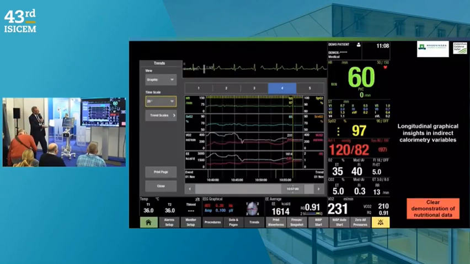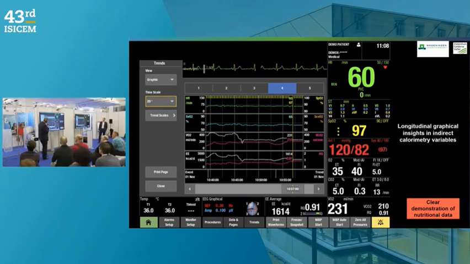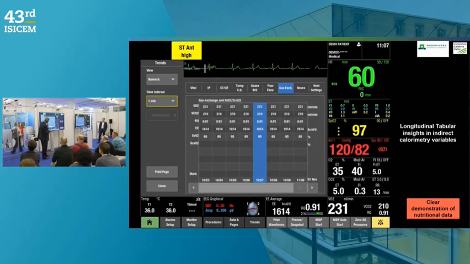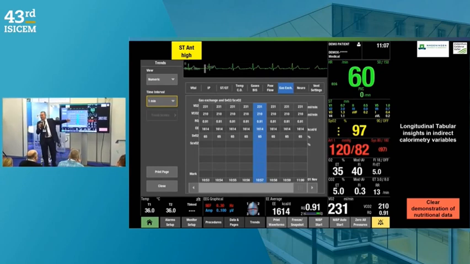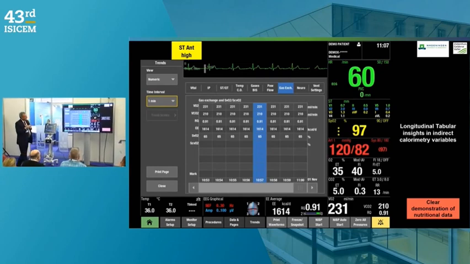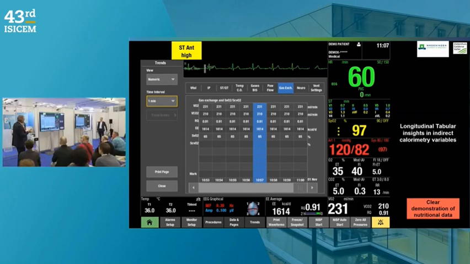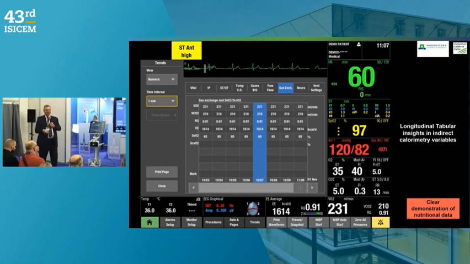So we go to the next. You can take a look after the session at this device, and you can see here you have all this nice continuous interpretation. So this is a graphical, clear demonstration of the nutritional data. And you can also have a tabular view. So then you have the numbers, also for scientific reasons. You can know exactly what it is. So I think there are some advantages of having continuous monitoring. Of course, it also reduces the workload of the nurses because the device is running all the time.